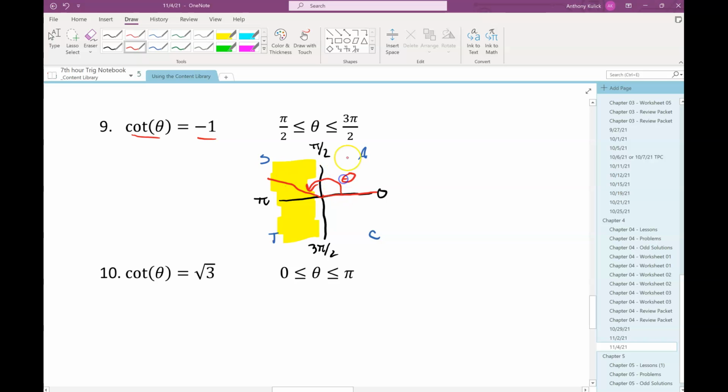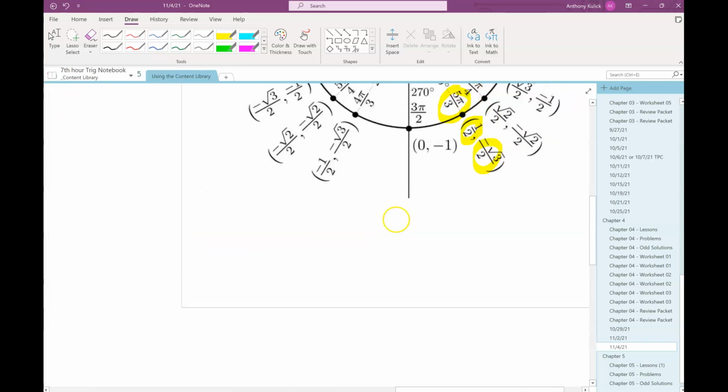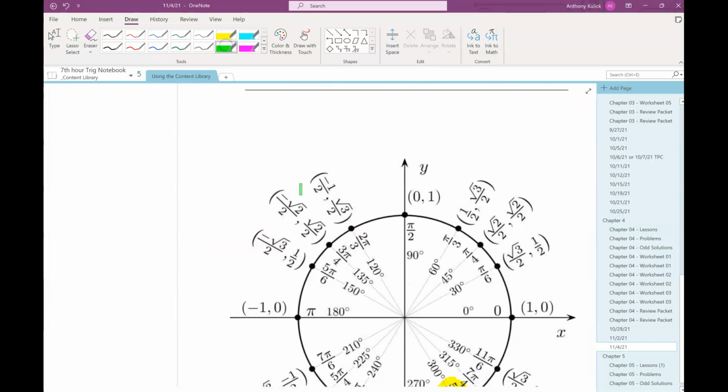So there's my theta. So I know wherever I'm looking on the unit circle, it's going to be in the second quadrant. So I remember that cotangent is x over y. If I multiply both sides by y, I'm basically going to be looking in the second quadrant, where the x and y coordinates are opposite. So I look at that. So right there's where I'm looking, 3 pi over 4. Okay.